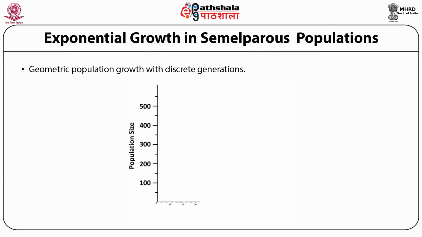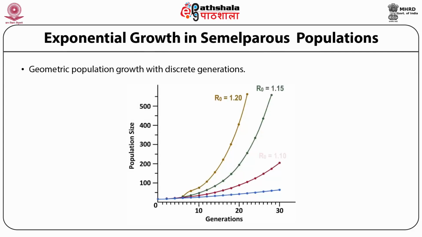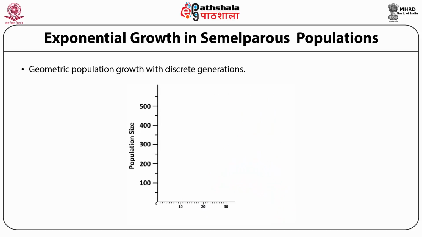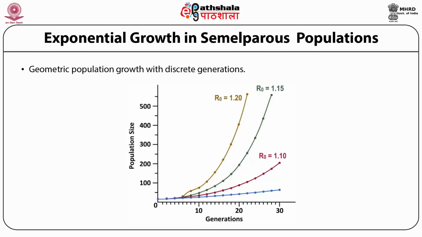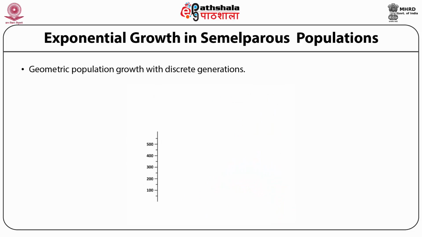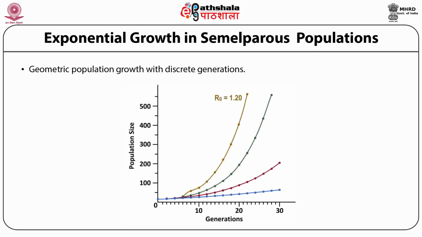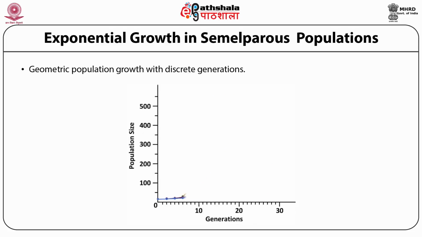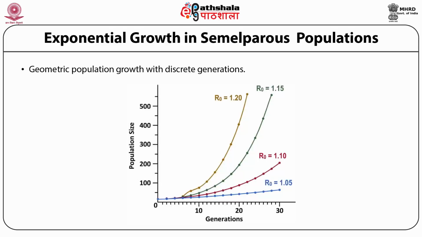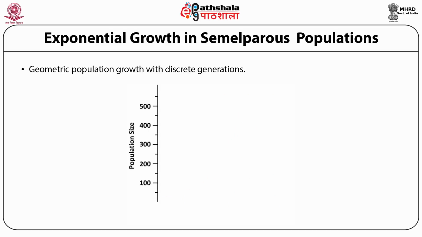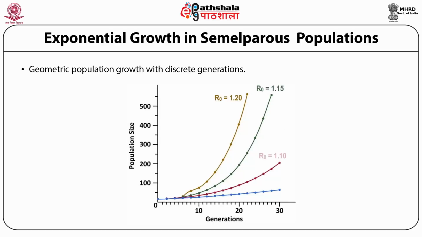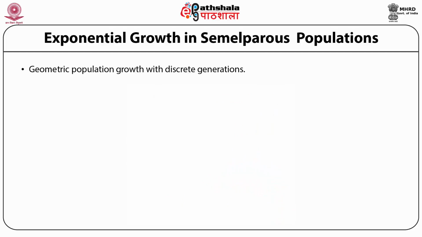This figure shows the geometric population growth with discrete generations. The starting population in this case is 10, and there are 4 different values of R0: 1.05, 1.1, 1.15 and 1.2. As the value of R0 increases, the population size increases more rapidly, as observed with the steepness of the curve. The population increases at a much faster rate when the value of R0 is 1.2 than with R0 1.05.